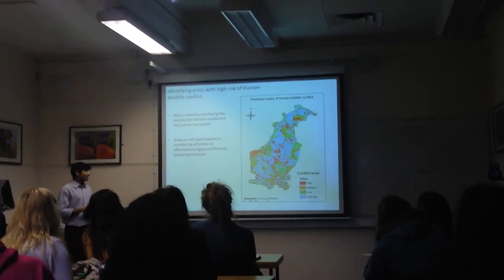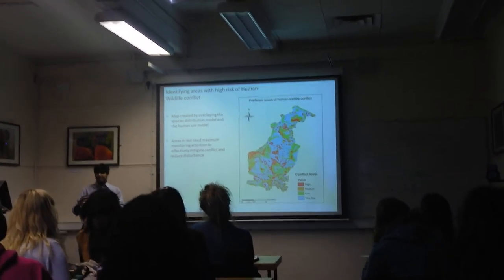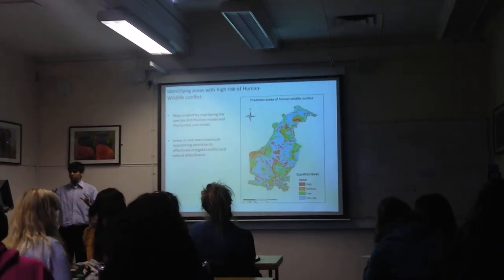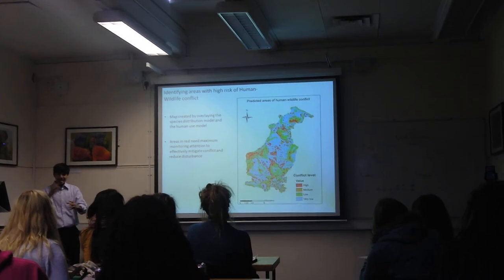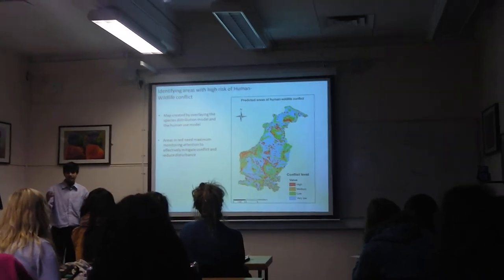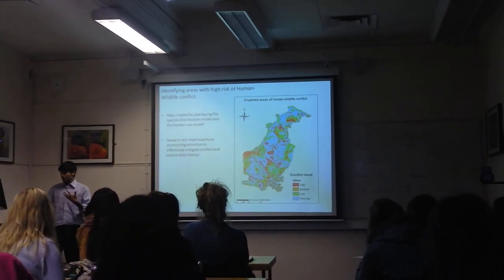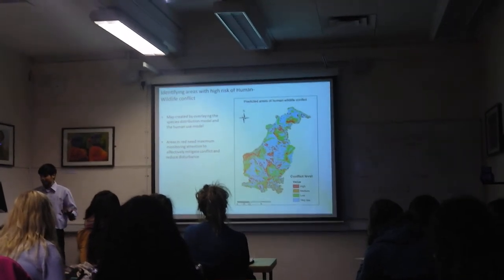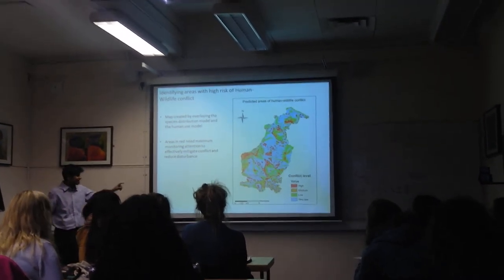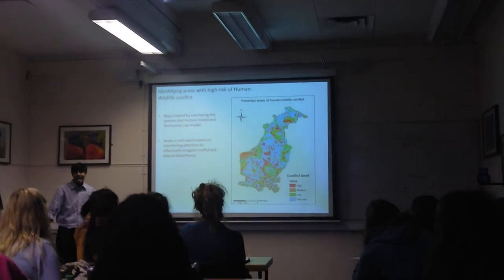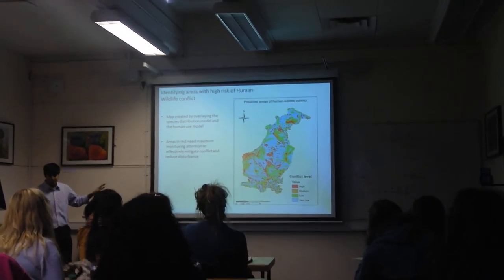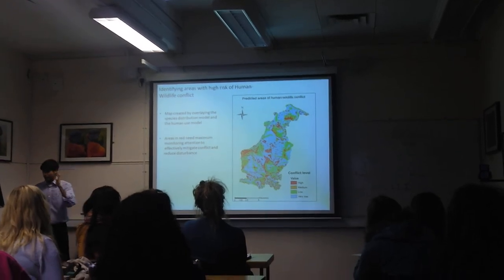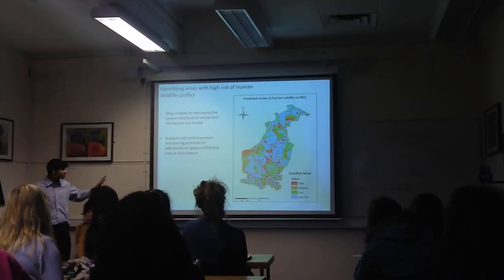Then what I did was I overlaid the species distribution model and the human use model together to create a map of wherever the areas of overlap are the most, to create a map which shows the risk of human-wildlife conflict in the area. The areas in red are the areas where conflict level can be the highest. So these maps can be used by the forest department and the authorities to effectively mitigate conflict and reduce the disturbance in such areas.